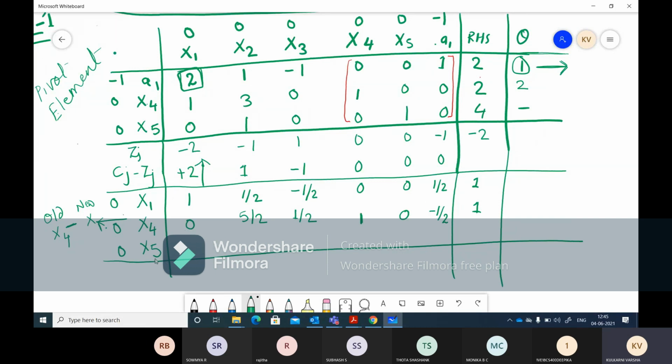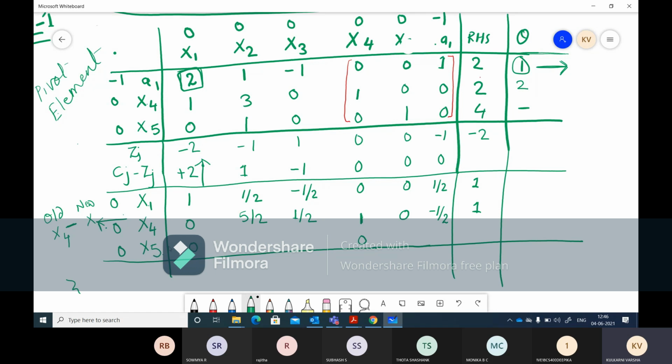So let us go for x5. For x5, x1 and x4 should be 0 and x5 should be 1. So we need these values over here. It is based on x1, x4, x5: here x1, here x4, here x5. So for x1 we should get 0 over here, for x4 0 over here, and for x5 1 over here. Now find out for x5.